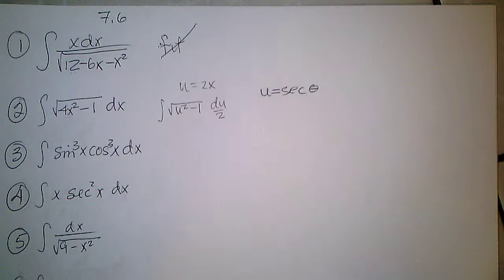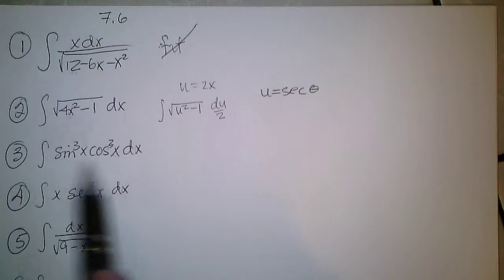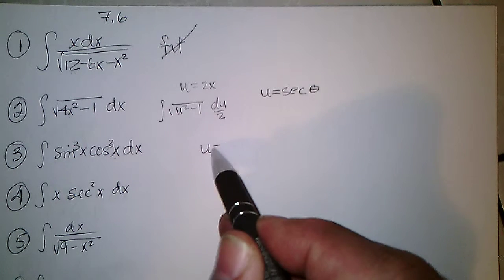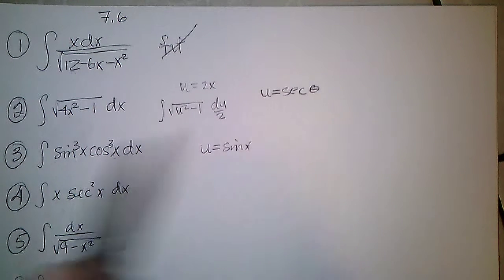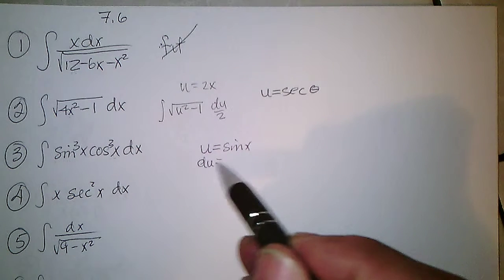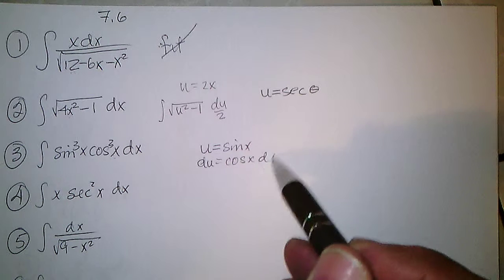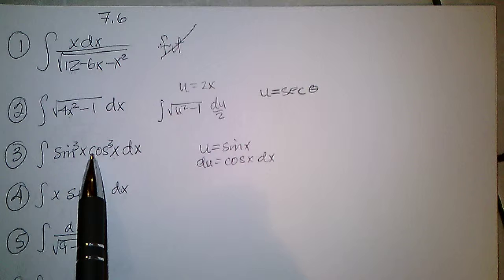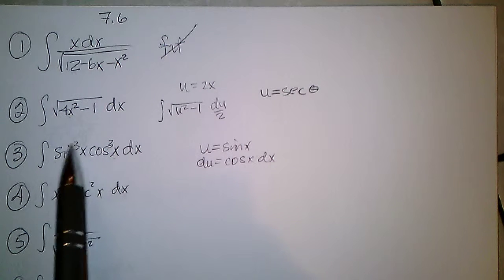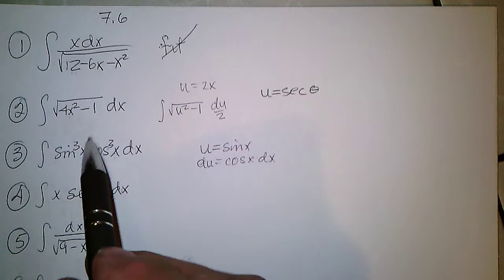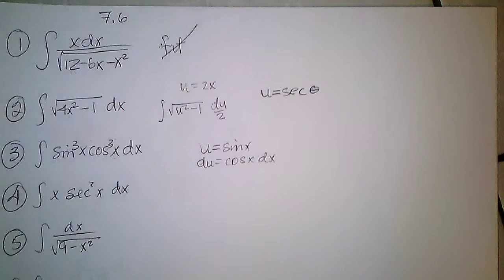This one, you could use a reduction formula, but since they're odd powers, you could let u be either sine x or cosine x because you've got an odd power in either one of them. And du would be cosine x dx. And so one of the cosines would cancel here. This would be u to the third. And the other cosine would be squared, and so that'd be 1 minus sine squared, and you use u for the sine squared. Multiply things out and integrate.